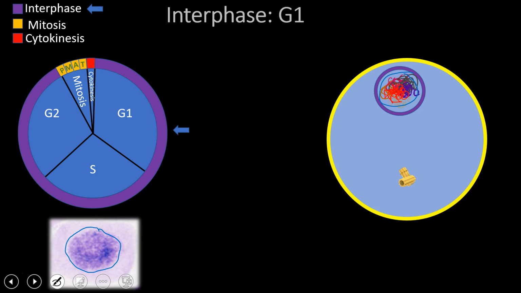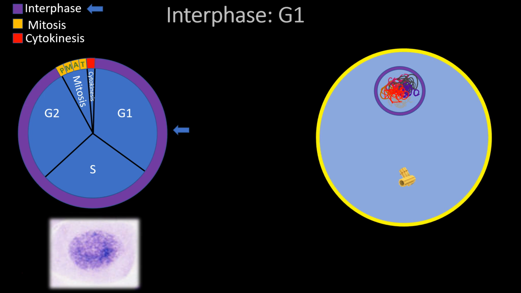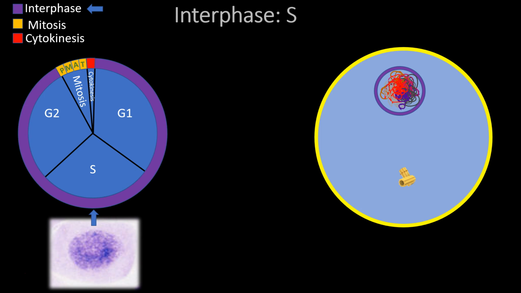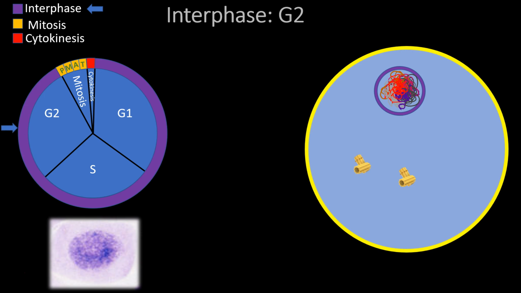Well, in interphase, you can see the cell grows, it gets bigger. The nucleus will end up getting darker after S phase because there's going to be more DNA in there. Okay? Then after S phase, it's going to grow even more in G2. And now it's ready for cell division. And notice that I have two centrosomes here. Okay? Those centrosomes are going to be used to split the chromosomes apart.